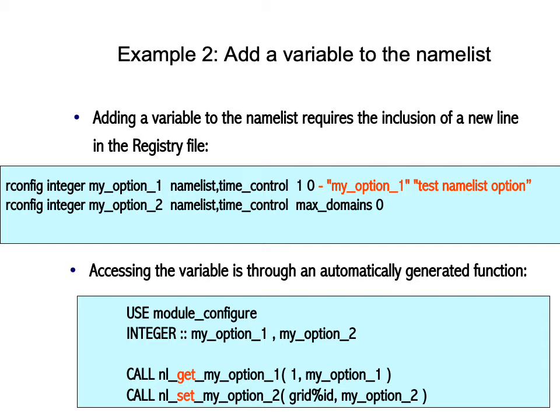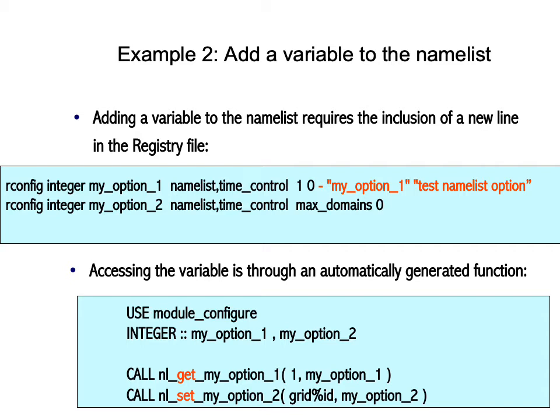Any place where you see use module_configure, you have access to my_option_1 and my_option_2 because the registry program that reads the registry file builds a get and a set subroutine for each of the namelist entries, each of the rconfig entries that are in the registry. So there are hundreds of subroutines that are automatically generated.